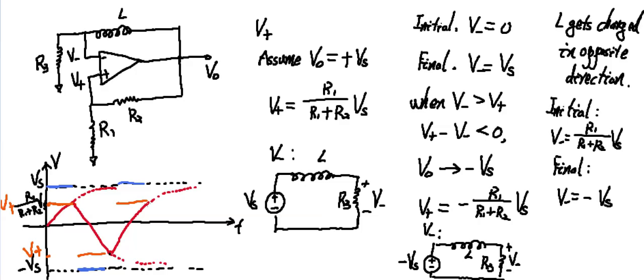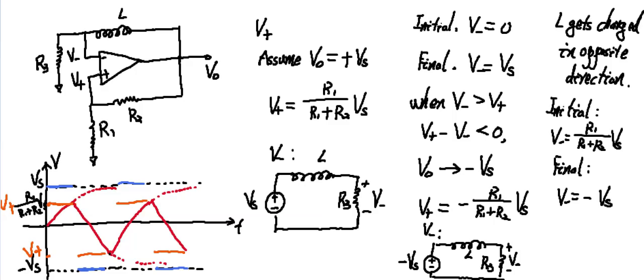So this process keeps on happening again and again. Whenever V minus catches up with V plus, the output state of the comparator will change, going from positive to negative or negative to positive. So V plus always oscillates between positive R1 divided by R1 plus R2 Vs and negative R1 divided by R1 plus R2 Vs, while V minus also oscillates between those two different states.